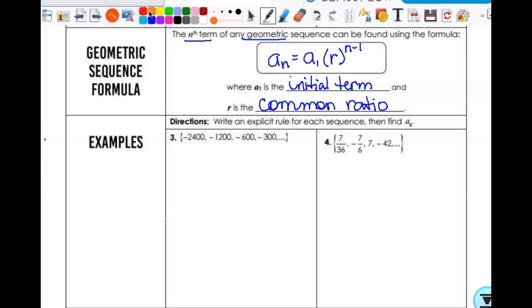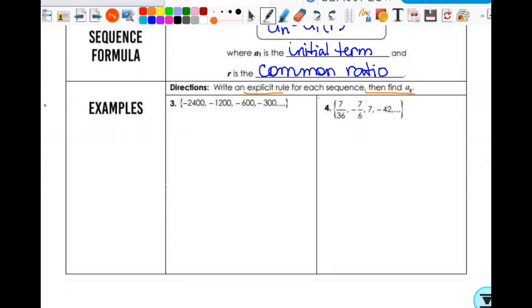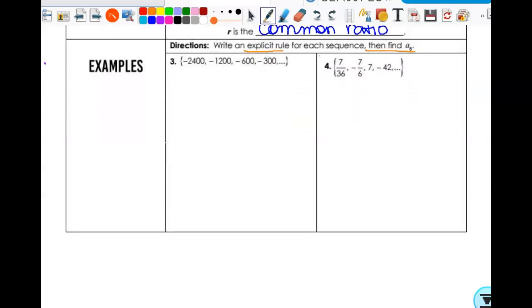Okay. We good on that? All right, so then our directions say write an explicit rule for each, then find a sub 8. So I have to write a rule, and then I have to find the 8th term, okay? So I need to figure out, in order for this to happen, I need a sub 1, which is what? Negative 2400, good. And I need r.